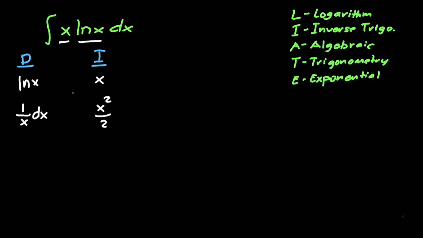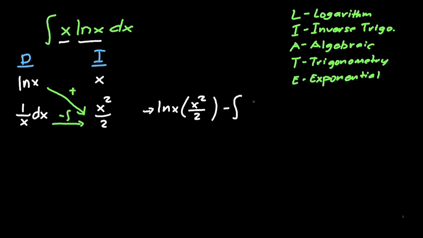Now, after all is done, multiply ln of x by x squared over 2. This will be positive. And multiply 1 over x dx by x squared over 2, but this will be negative, and add the integral sign. So, the form will be ln of x multiplied by x squared over 2 minus the integral of 1 over x dx multiplied by x squared over 2.